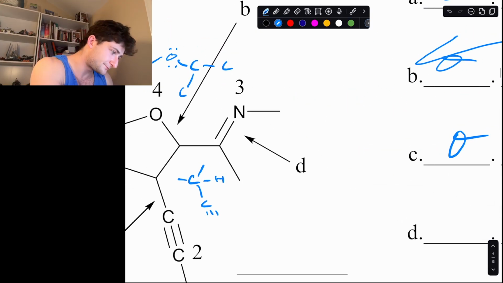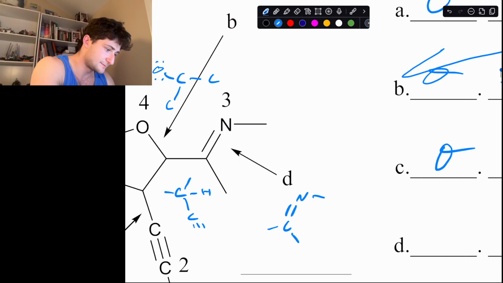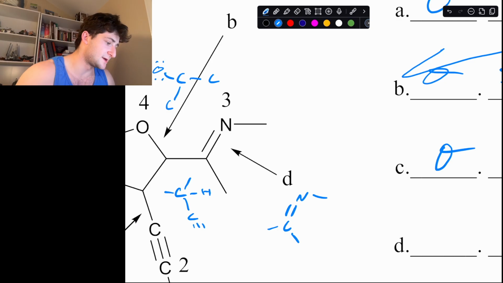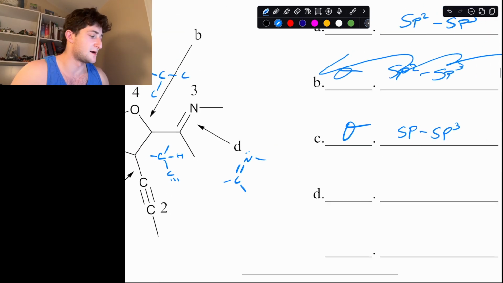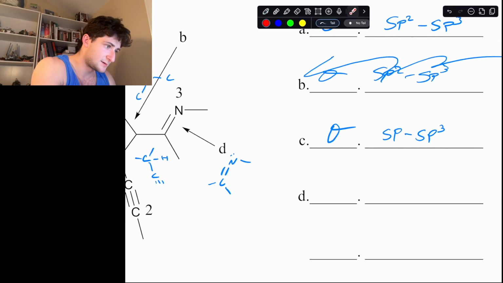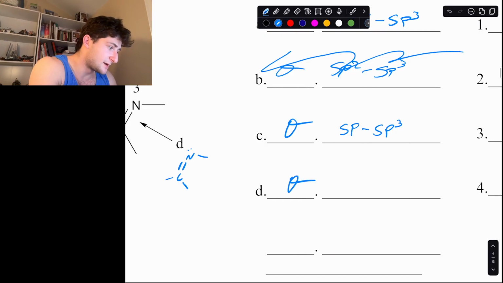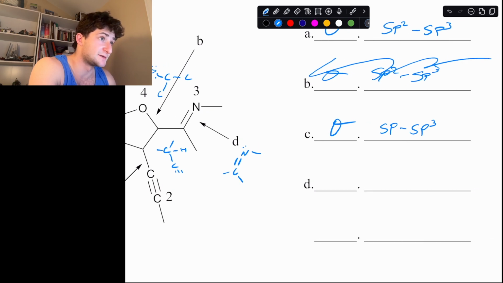We got a double bond carbon to a nitrogen. Again, nitrogen with 3 bonds and a lone pair. So we got sp2 to sp2. And of course, this is not just a sigma bond.